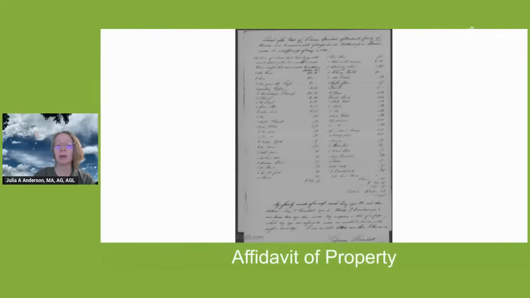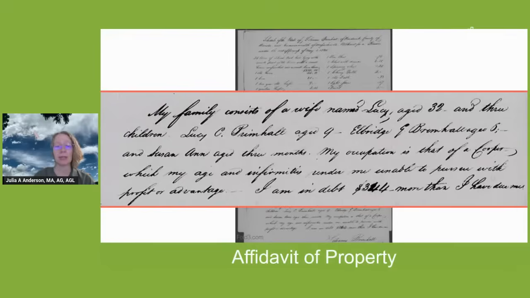So this paper here was the declaration of the property Sylvanus owned in 1820, from which it was deemed he did not need a pension. Now this document includes information of great genealogical significance. And this is a description of his family, his occupation, and his inability to provide for his household. Note that he was trying to convince the government that he needed assistance.